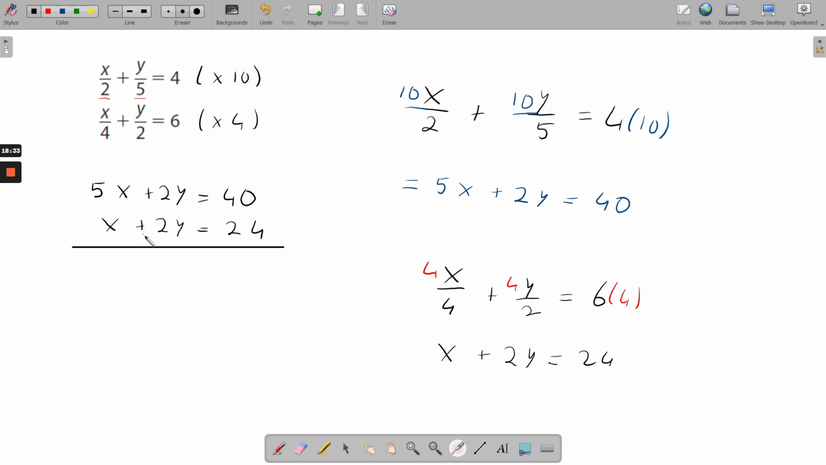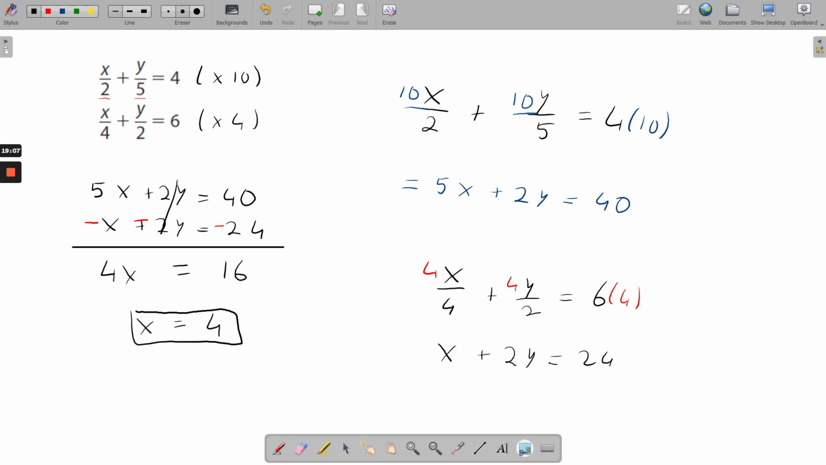But we do need to change our signs. If this was a negative, we just leave everything as it is. But since it's a positive, we need to change this to a negative. So we can go like this. This is a minus, this is a minus, and this is a minus. So what we're going to get is 5x minus x is just going to give us 4x. The two of these cancel out, and then we get 40 minus 24, that's going to give us 16. If we divide both sides of this by 4, then we're going to get x is equal to 4. So we found our value for x.